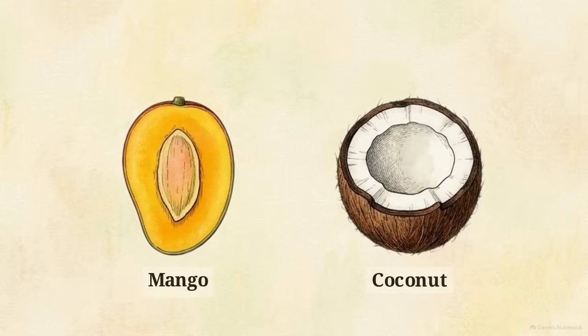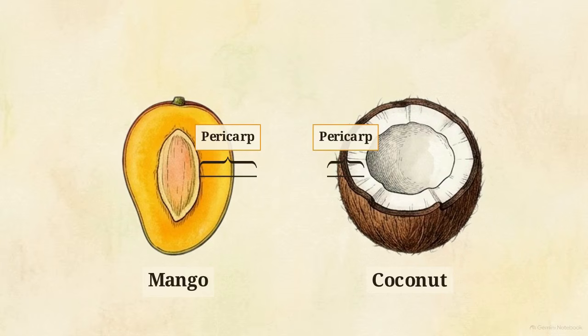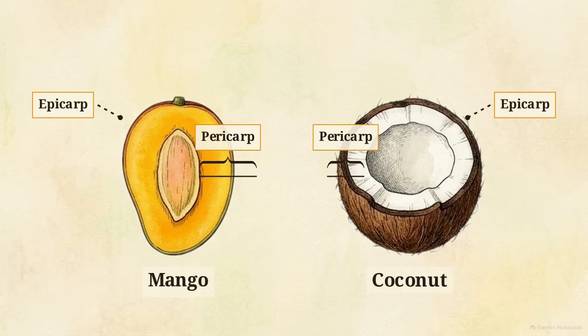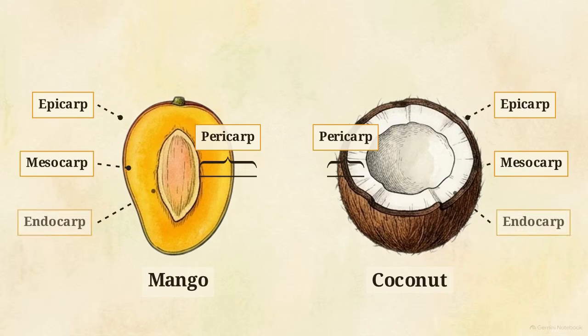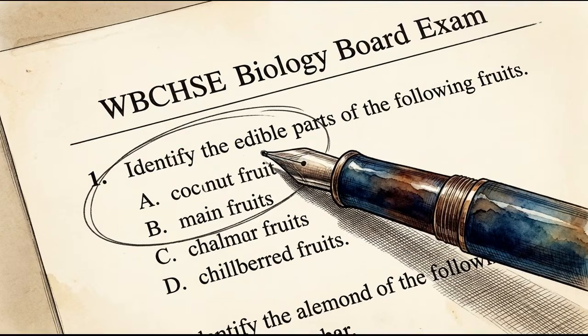If you look at this split-screen diagram of a mango and a coconut, you'll see they share the exact same fruit wall, known as the pericarp. This pericarp is divided into 3 layers: the outer skin or epicarp, the middle mesocarp, and the inner endocarp protecting the seed. But here is a common trap for the WBCHSE exam.